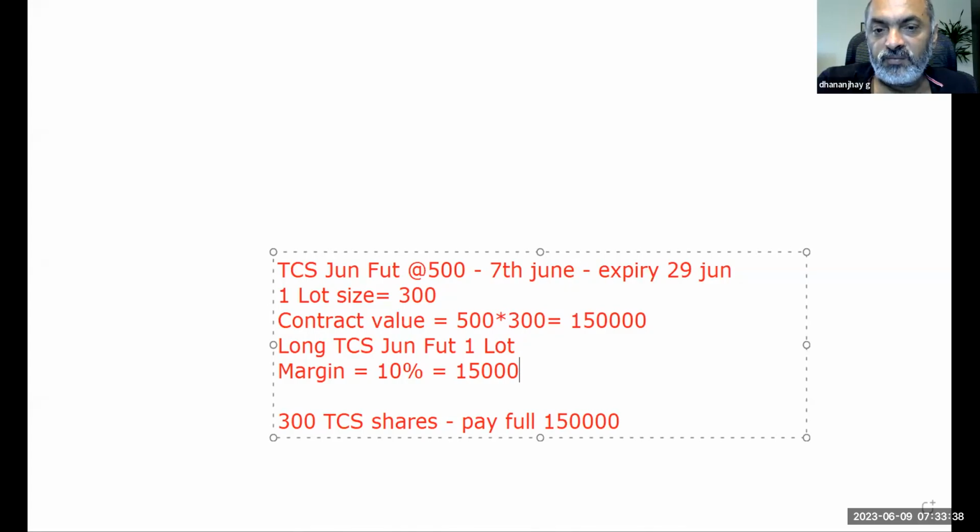Why am I collecting this margin? Because I have to guarantee performance of both the parties. Is it not counterparty risk? The person who is entering into the contract has an obligation, so he can't run away from the contract. So the exchange collects initial margin. And who will collect this initial margin? Will you go to the exchange and pay this 15,000?